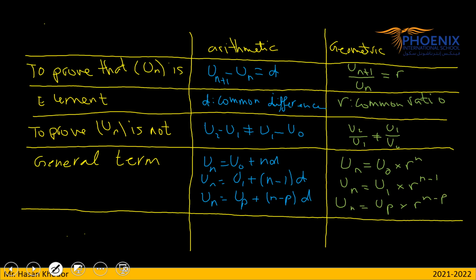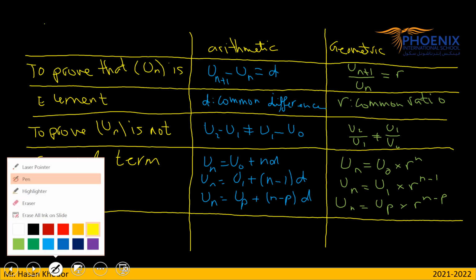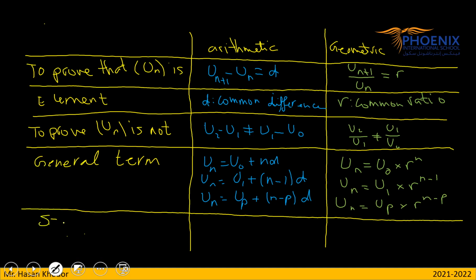Now, what about the sum of n terms of a sequence? Well, we have to distinguish whether this sum starts with u0 or u1. First of all, let's talk about the sum if it starts from u1: S equals u1 plus u2 plus etc. plus Un. And in the other case, we'll study the case if it starts from u0.